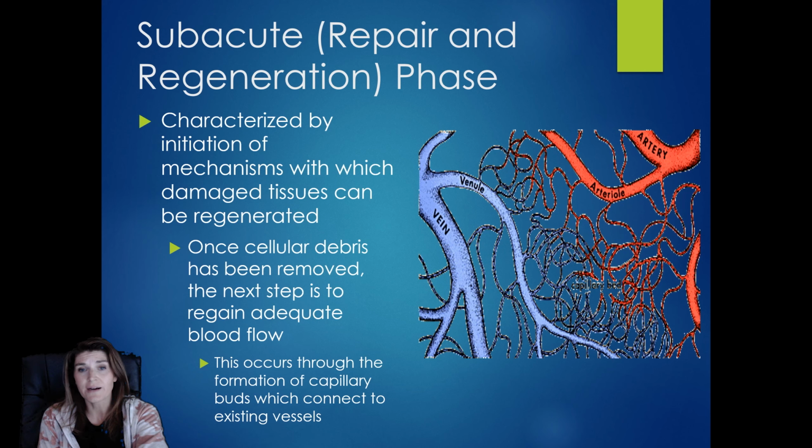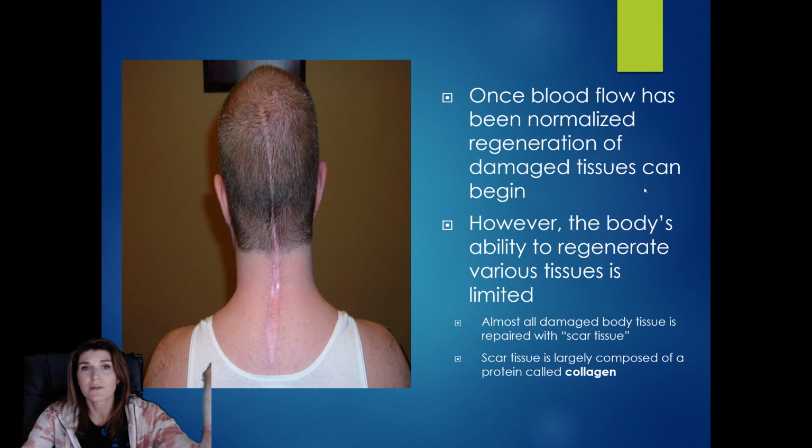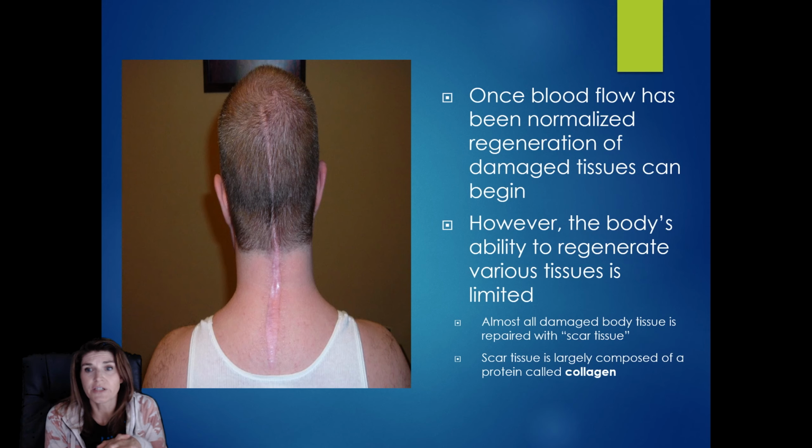This is where damaged tissue starts to regenerate. So cellular debris is removed. We're getting adequate blood flow again. The blood vessels themselves in some cases have repaired. Basically, this is the repair and regeneration phase. So there are basically two names for each. The acute phase is the inflammation phase. The subacute is the repair and regeneration phase. Okay, so once those blood vessels have repaired themselves, then we're going to start to get regeneration of tissue.